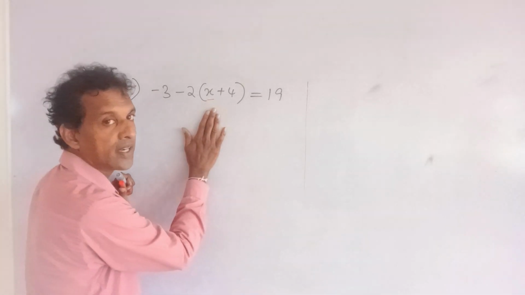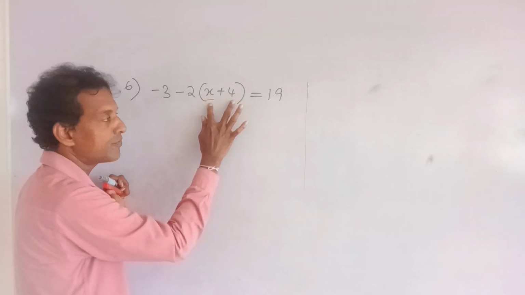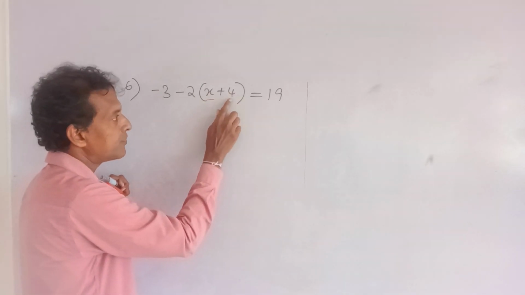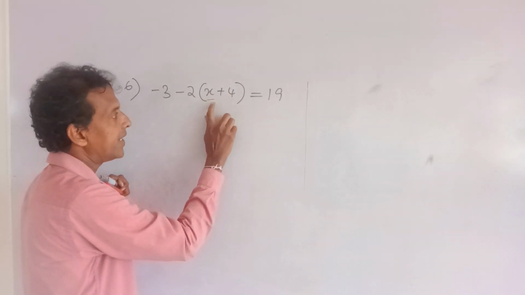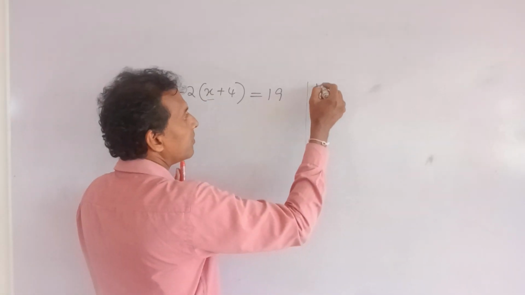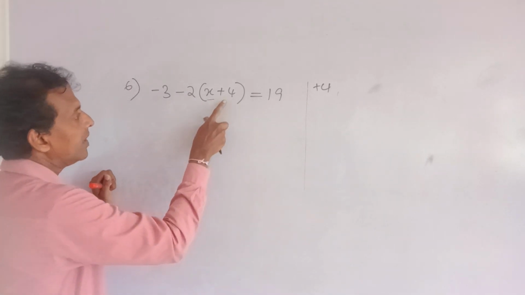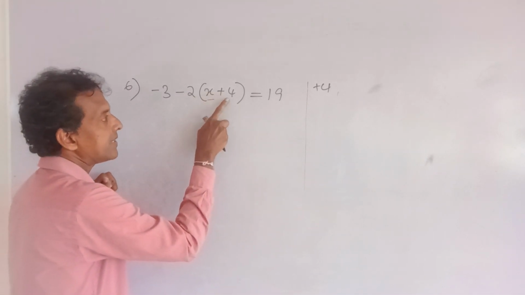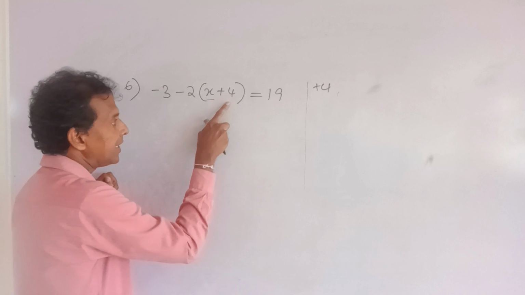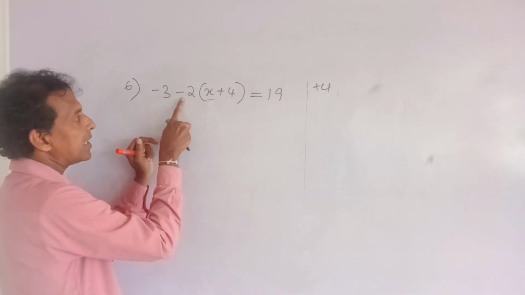What is the first operation done here? x plus 4, that is 4 is added to the variable. So the first operation is what? Addition of 4. Next operation, once 4 is added to the variable, it is multiplied by minus 2. Don't forget the sign. It is multiplied by minus 2.